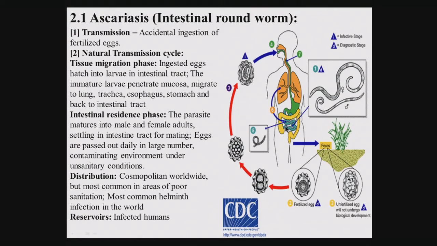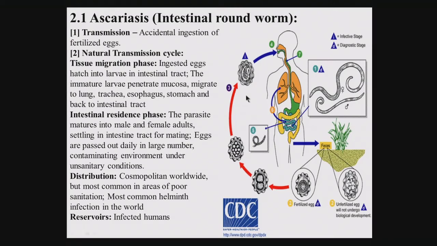Okay, so in the intestinal tract, during the tissue phase, there are certain clinical manifestations. We'll talk about that. The intestinal residence phase, as I already pointed out, is relatively innocuous, unless you're full of this Ascaris worm in your intestinal tract, then it can be blocking the passage, and then you may have trouble.